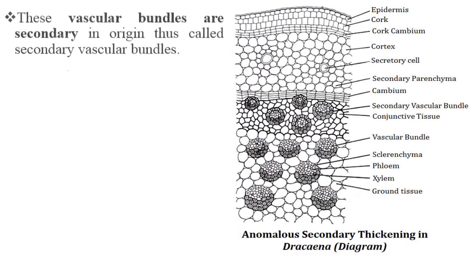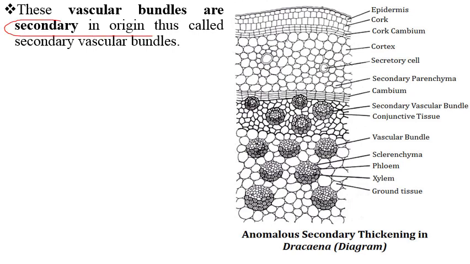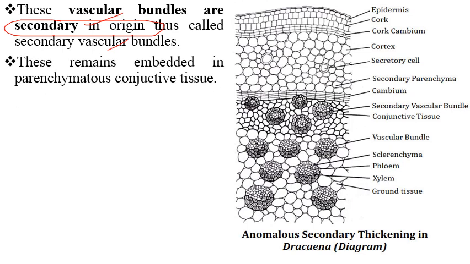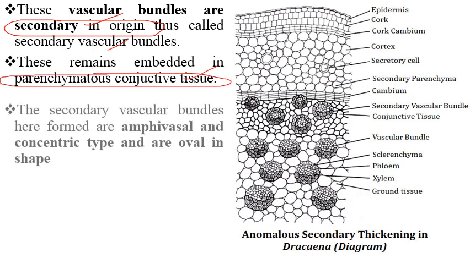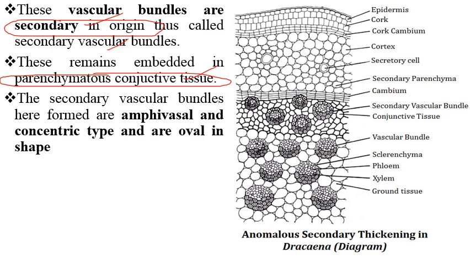So these vascular bundles are secondary in origin. These are called secondary vascular bundles. They remain embedded in the parenchymatous conjunctive tissue. The secondary vascular bundles found here are known as amphivasal and concentric type of vascular bundles, and are oval in shape.